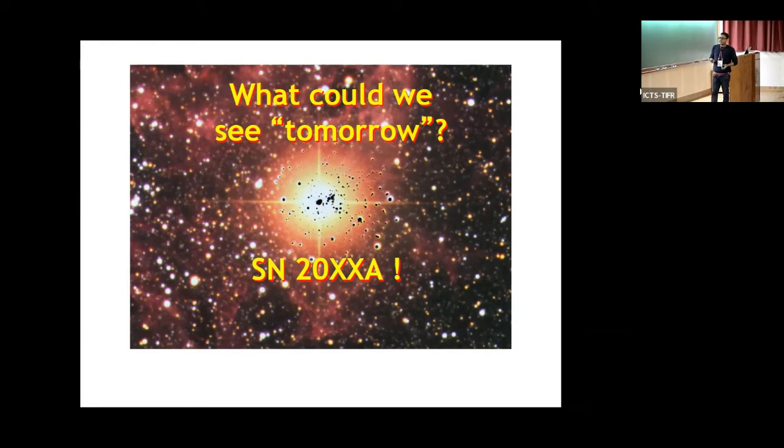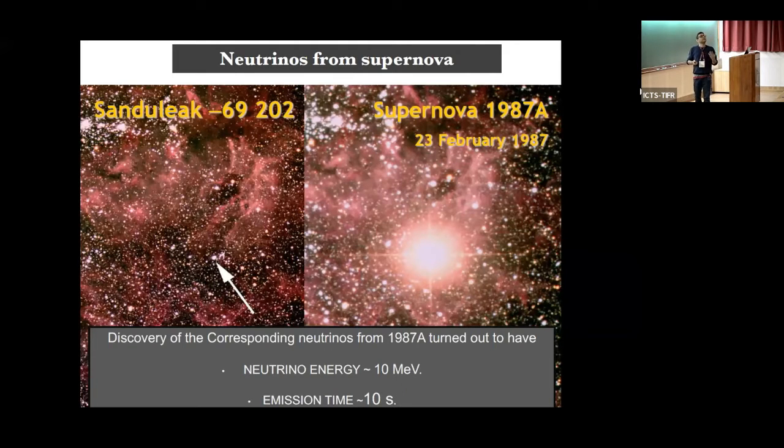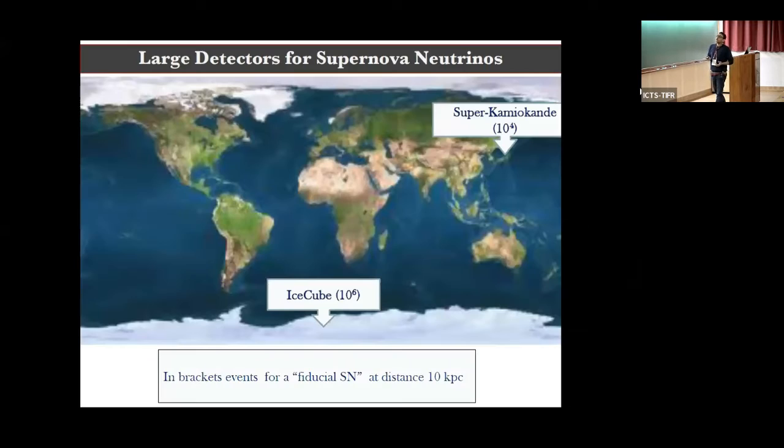So for 1987, we had something like a few tens of events. Now, the present detectors which are running right now are mostly IceCube and Super Kamioka. There are many other detectors, but these two are the biggest. As you can see, Super-K would be able to see something like 10^4 events for a galactic supernova, and IceCube could see something like 10^6 events. And this was pointed out by Amol and collaborators back in 2000.